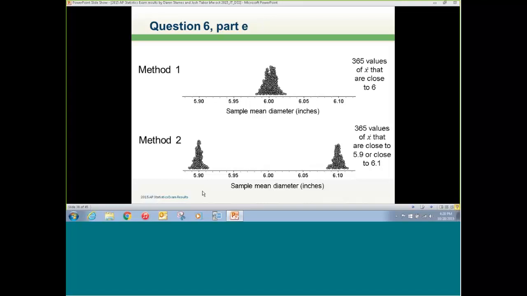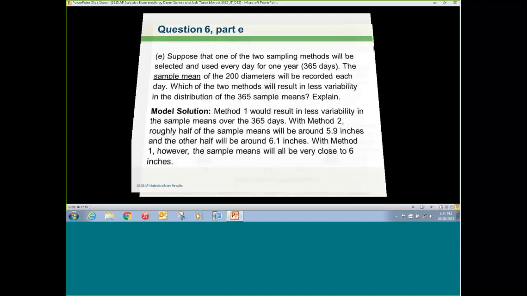So Part E asks, which of those two sampling distributions is more variable? Well, you can see in Method 1, on average, these dots are only about 0.0078 away from the mean. But in Method 2, these dots are about 0.10 away from the mean, either below or above. So Method 2 has much more variability. Method 1 has much less. So that was a really tough concept for kids to get through, to be able to communicate what was happening with Method 2. Okay, so now let's go back to Part E and look at the model solution.